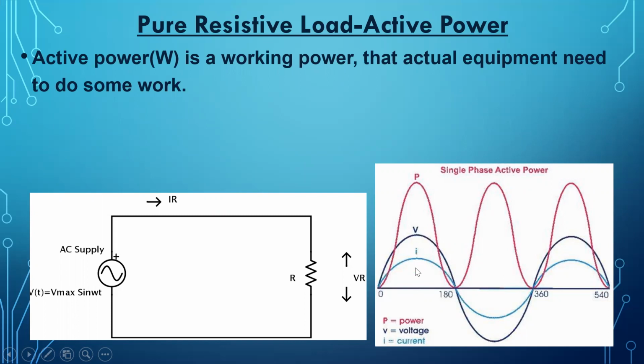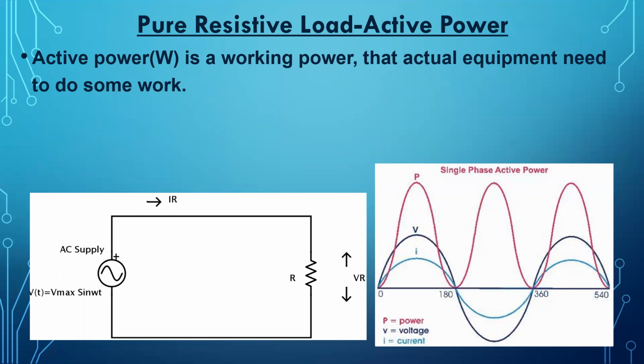So there is no difference between the phase angle. The phase angle is 0. The cos 0 is 1. The power factor of the pure resistive load is 1. It means whatever power is supplied, the power is fully used to do some work.